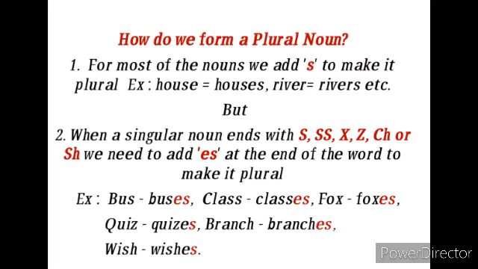Mostly what we do is we simply add an S to the word to make it plural. But there are so many things which we are supposed to learn today that it's not just putting a single S to make a plural. There are so many other cases, like when a singular noun ends with the letter S or SS or X or Z or CH or SH, we need to add ES at the end of the word to make it plural. Let's come to the example.